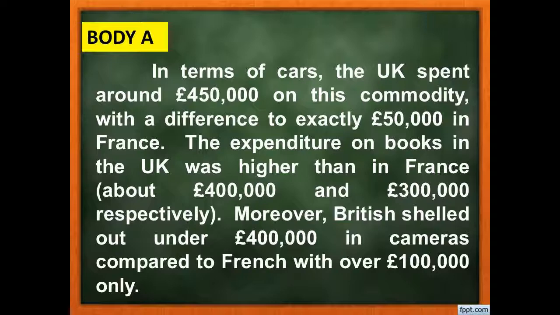As you can see, we have varied words or vocabulary. Instead of using spent, we have shelled out. Instead of using UK, we have British. And you have to also include data like around £450,000 sterling. It's not necessary that you mention the exact value. Okay, you may say around or above or below. Another, we have under £400,000 sterling. So that's what your body A should look like.